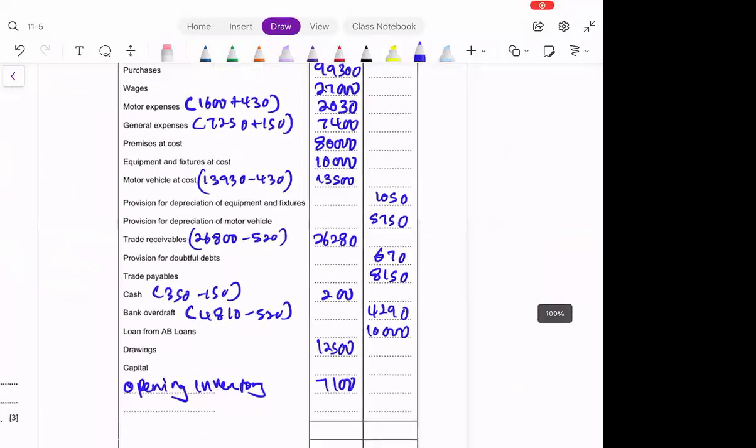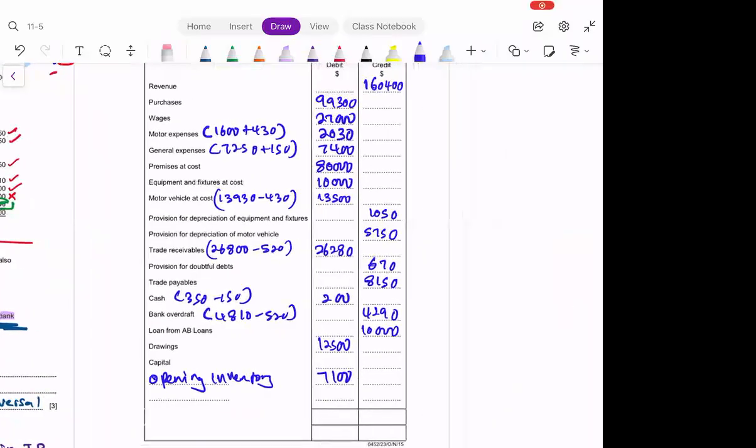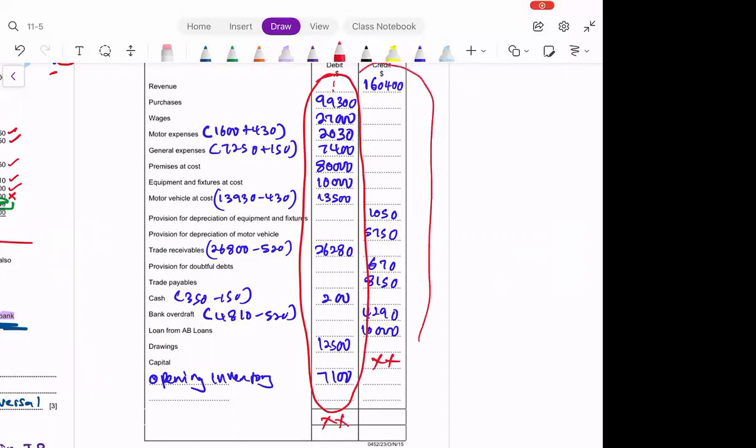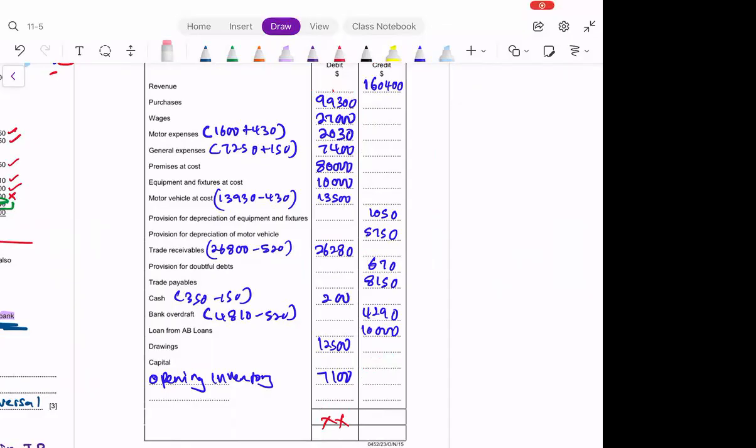Okay, now you need to balance up this account to calculate the capital, because the capital is just the balancing figure. You need to calculate yourself. So how do you calculate the capital? You total up everything in the debit side. You write it here, and then you minus everything in the credit side. You will get the capital. Can you calculate faster? How much do you get?